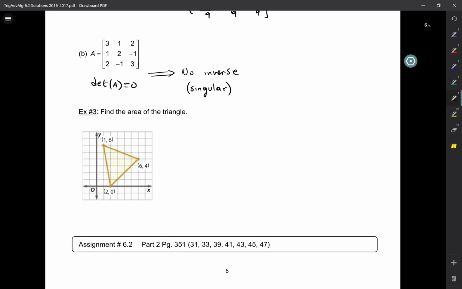Now, here's a random triangle. We know the vertices of the triangle. All right? You want to be able to find the area. Basically, area is half times base times height. To calculate the height and all that, that's just a pain in the neck. Another way to do it is this. We write this as a matrix, okay? So I'm going to call this matrix T for triangle.